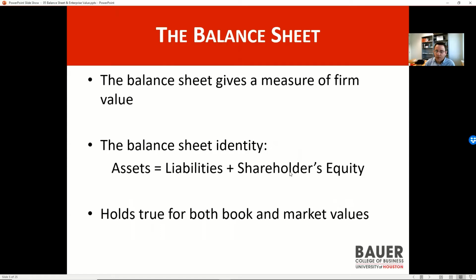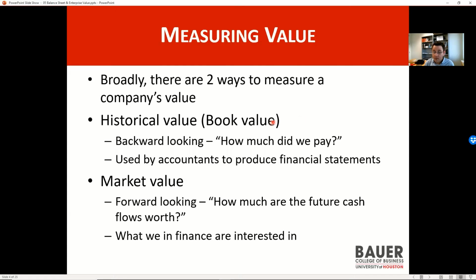We have this identity. We're going to come back to this identity all throughout the semester, the balance sheet identity. Right? Assets are equal to liabilities plus equity. This is an identity that holds for both book values and market values. Okay, so we're still going to use it, even though we're not interested in this book value. And if you've done accounting, you think assets equals liabilities plus equity, that's all book values. No, the identity also holds true for market values.